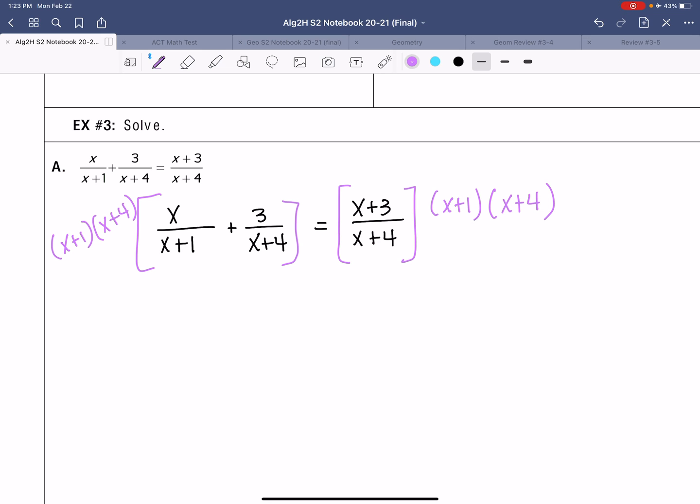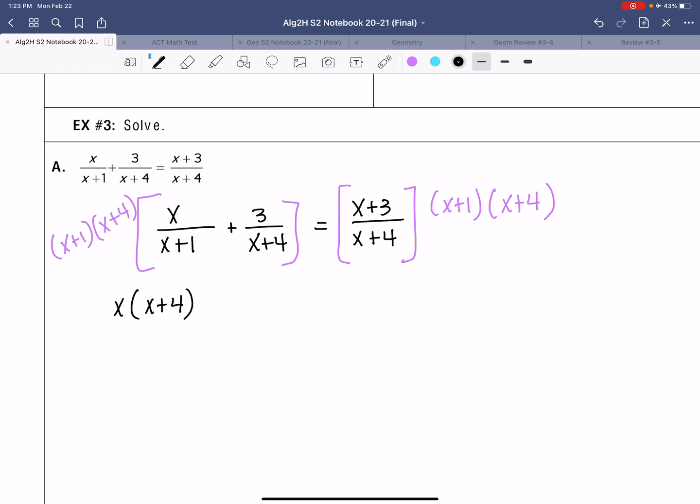So, this first guy, let's see here. We have this x plus 1. So the x plus 1 and the x plus 1 are going to cancel. What I'm going to be left with is this x plus 4 times this x, or x times x plus 4. So that's what I'm going to write down. I'm going to have an x times this x plus 4.